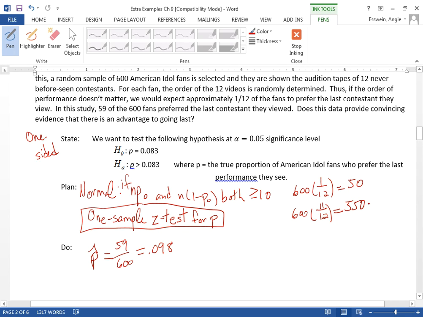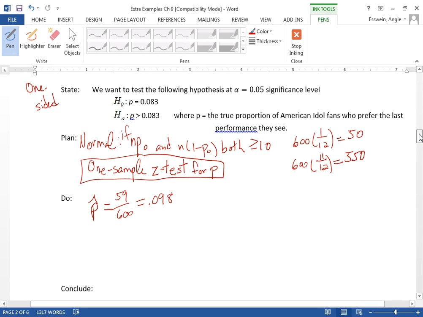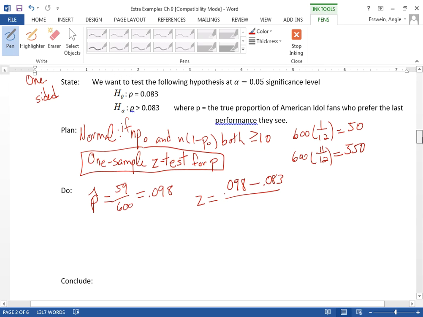So it does look like more fans prefer the last performer. However, is that difference statistically significant? So we have to take the difference of 0.098 and 0.083. So not even memorizing a formula, it should just make sense that you would take 0.098 and subtract 0.083. If you want to know how far away something is, you take the difference. But we need to know in terms of standard deviations.